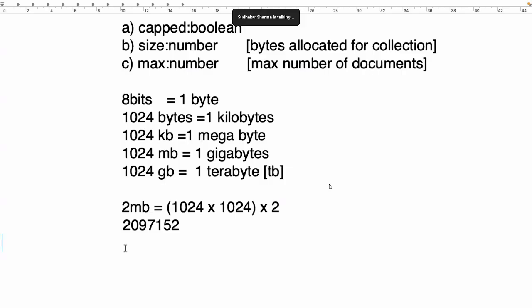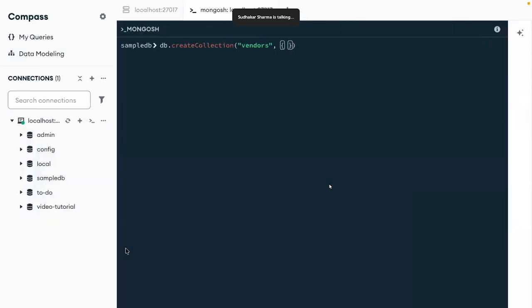So that is the size. So how you create a capped collection is, we need to write like this. In the options, we have to use capped as true. What else? Size. Size is this number. Make sure that I deleted the commas. Okay.